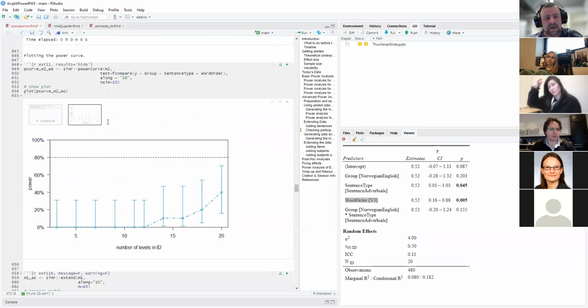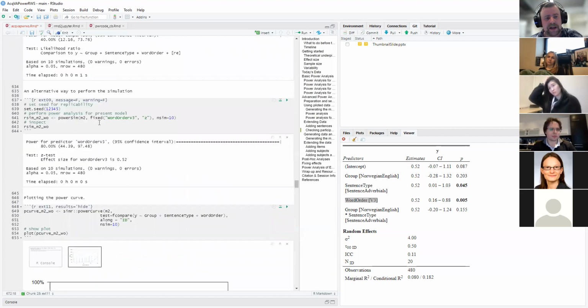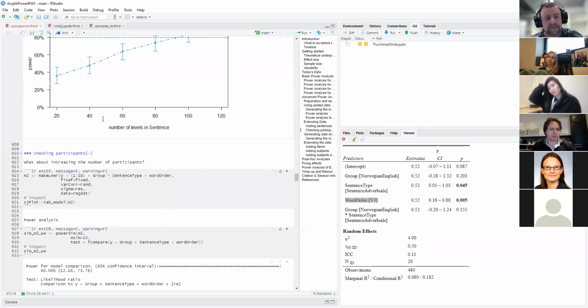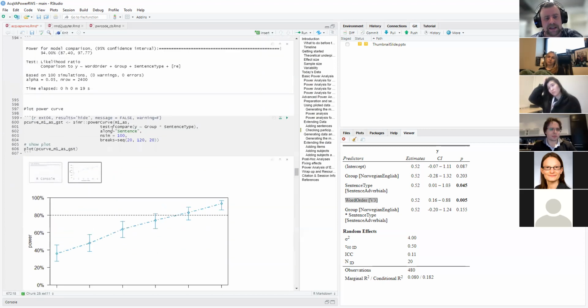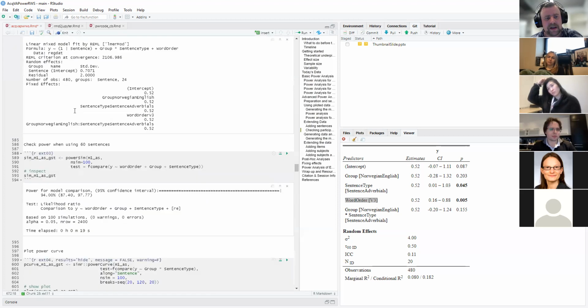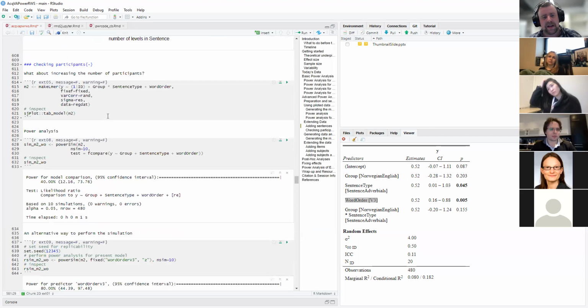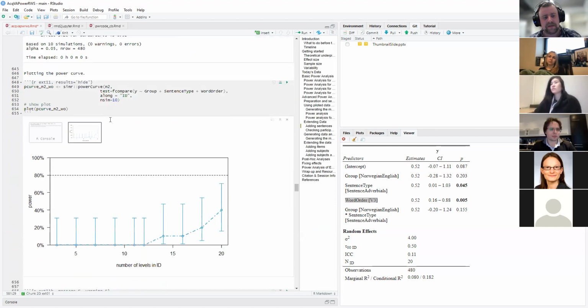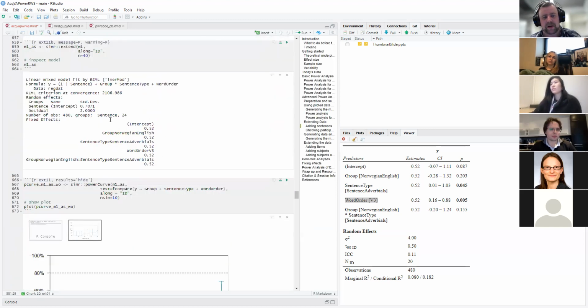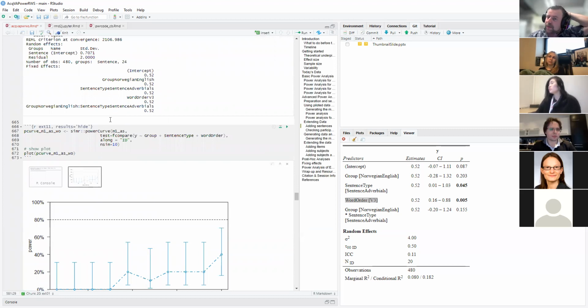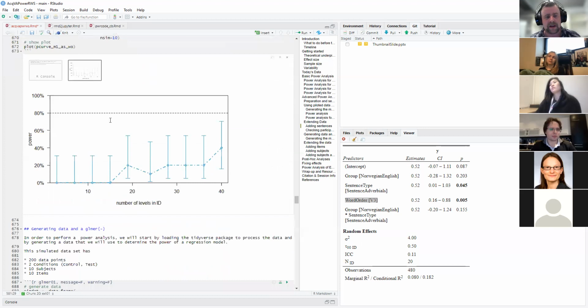So essentially we can do exactly what we did before, only with the number of sentences that we increased, using the extent here, only replace sentences with ID, and then we can increase the number of subjects in your data and see how that works. And then check the power for the different number of participants.